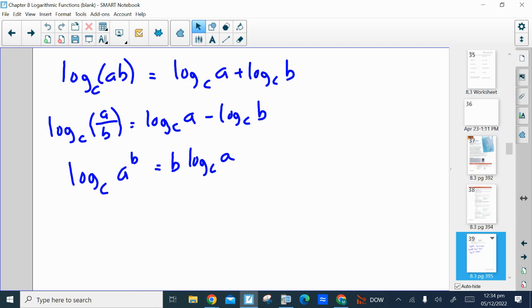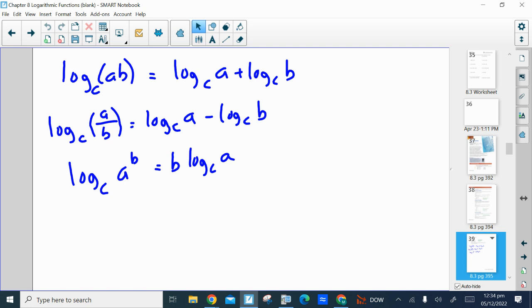Log base c of a times b is equal to log base c of a plus log base c of b. Remember that the laws of logs are connected to the laws of exponents. When you're multiplying powers with the same base, you add the exponents and keep the base the same. Well, if you have the product of a log or the log of a product, you can take the individual logs, add them together, and keep the base the same. The quotient law says that log base c of a divided by b is log base c of a take away log base c of b.